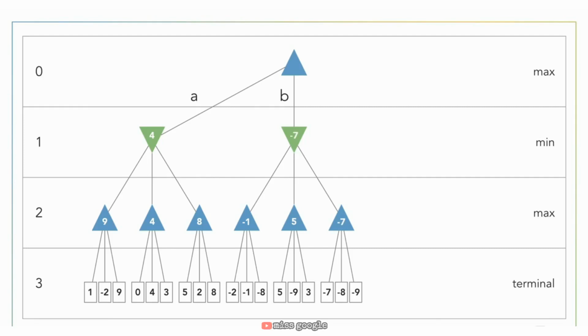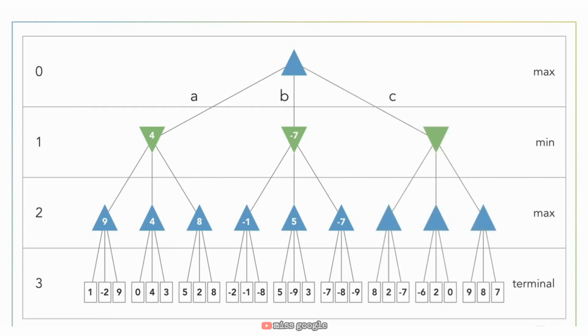Move A looks way more enticing. Now, let's see the same chain of events for move C. Remember that this will happen in a depth-first fashion from left to right. So now we choose the max values into level 2. These are from 8, 2, and -7. The max value is 8.